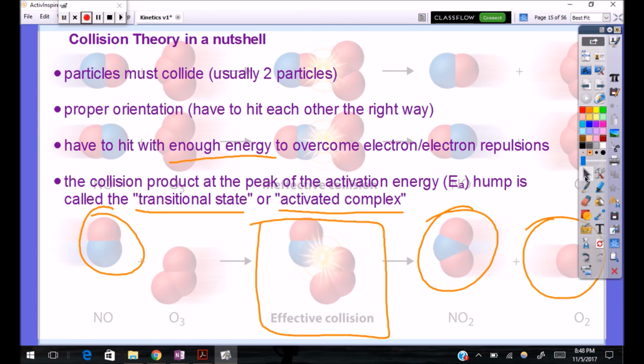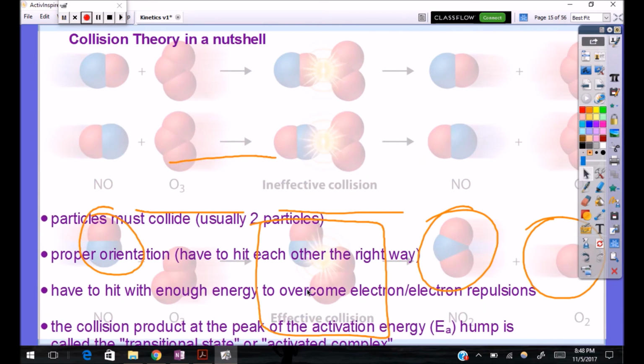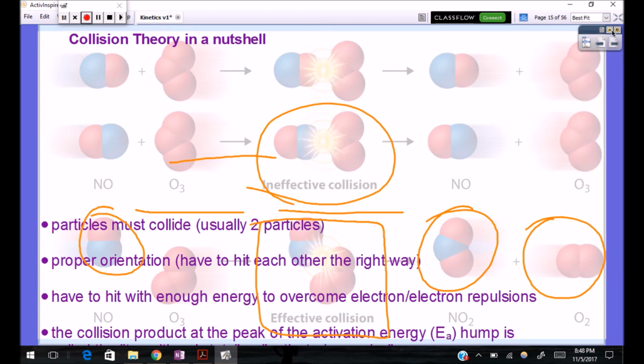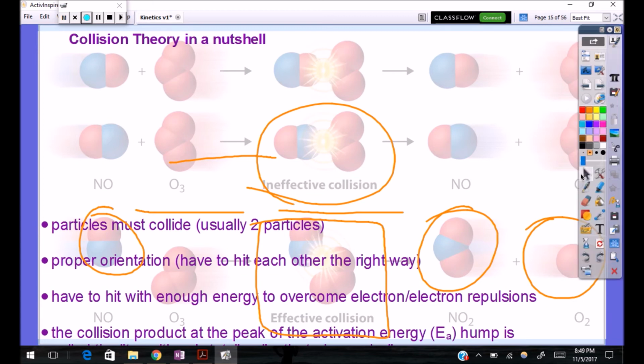When it's not successful, there are times where you can get to your transition state and you are not effective, like here. When it hits that way, it's not enough for it to react. It just causes them to bounce off each other, and we end up as we were before. So collision theory in a nutshell.